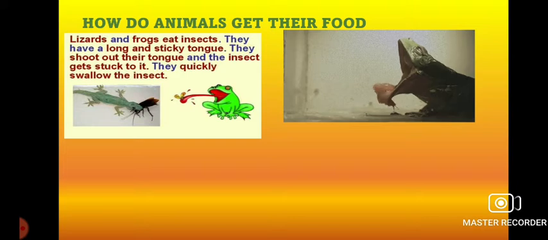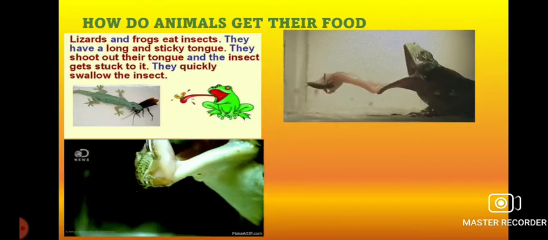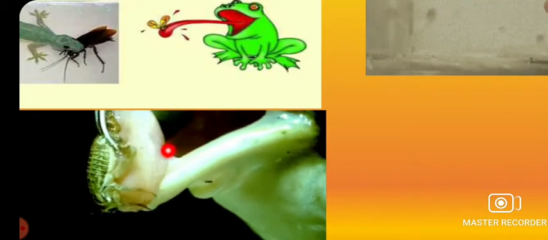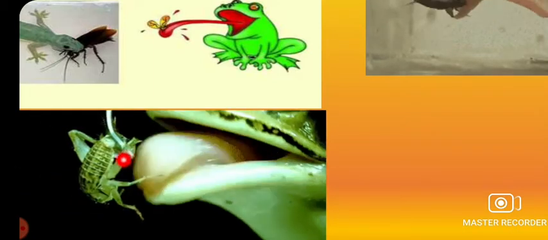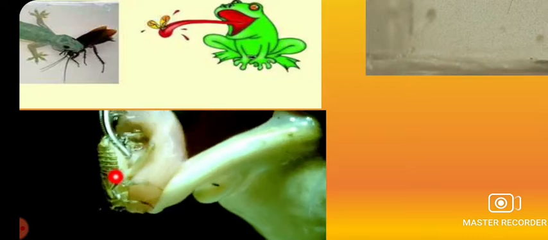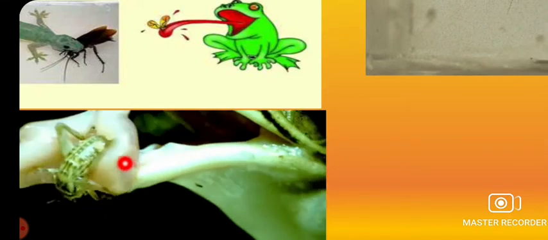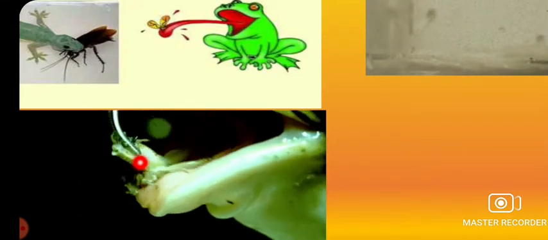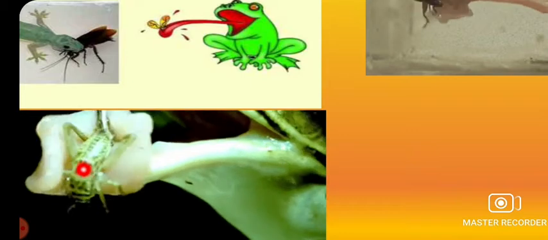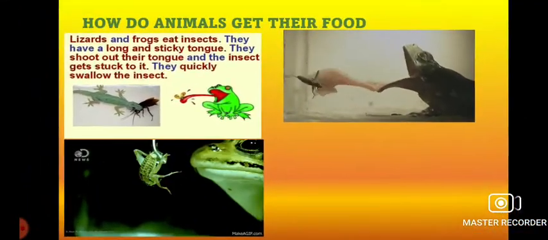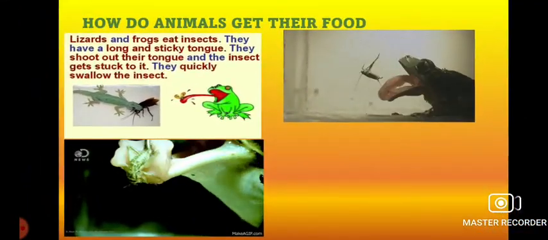If you can see the appearance here, it is zoomed and you can see it very nicely. See the pattern of the tongue they are having, it is totally sticky. Once the insect gets attached to it, it sticks onto the tongue, and the frog pulls it back. Okay, so this is the manner by which it can take the insect.